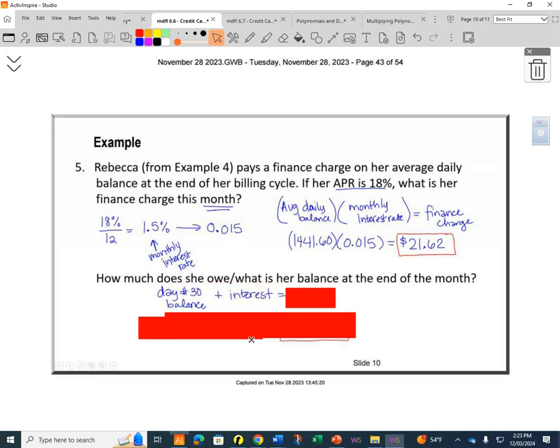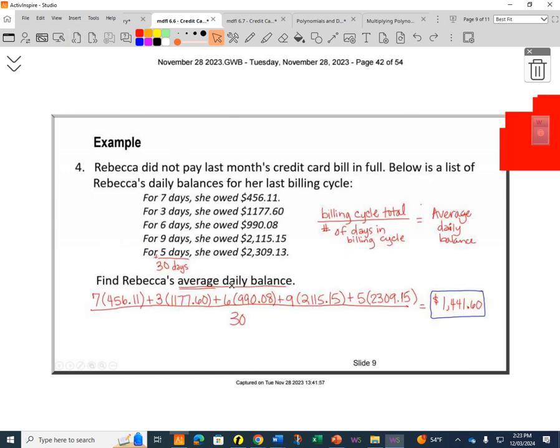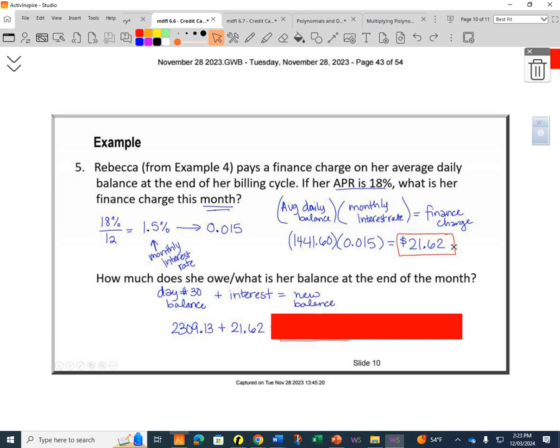So how much does she owe, or another way to say that is, what is her balance at the end of the month? So it's her day 30 balance plus the interest, and that equals her new balance. So that's her balance the last day of the billing cycle, which we said $2,309.13 right there, plus the interest charge that we just found. And so what she owes now is $2,330.75.